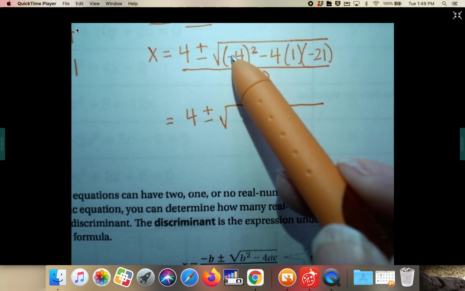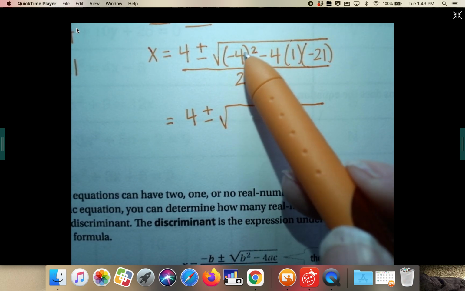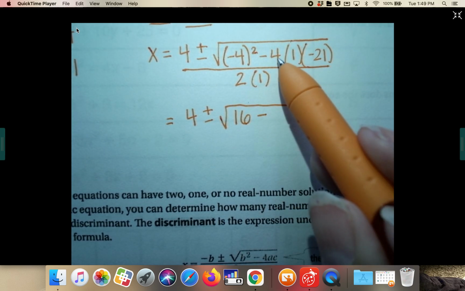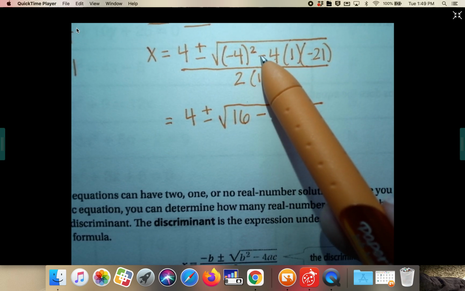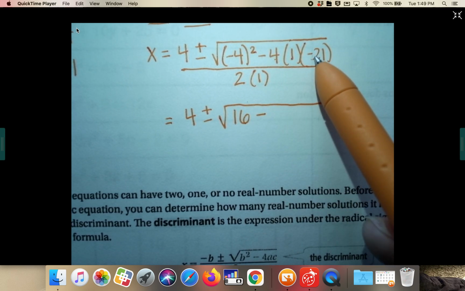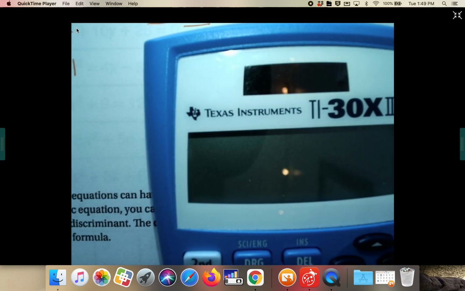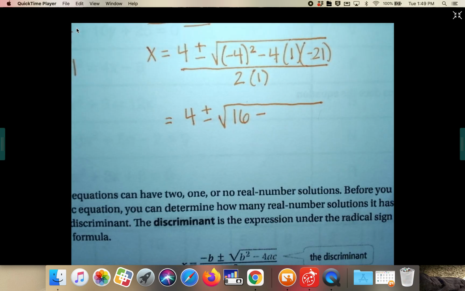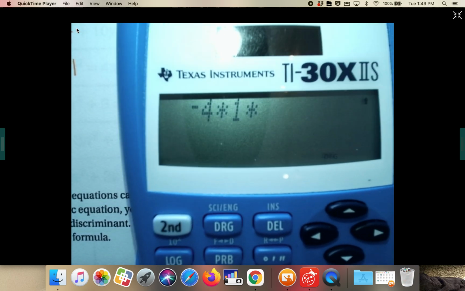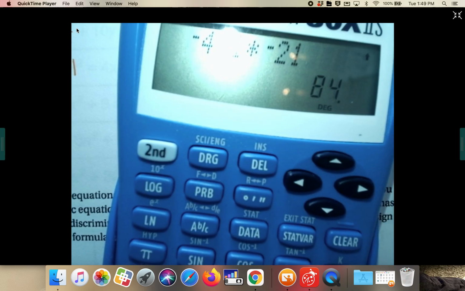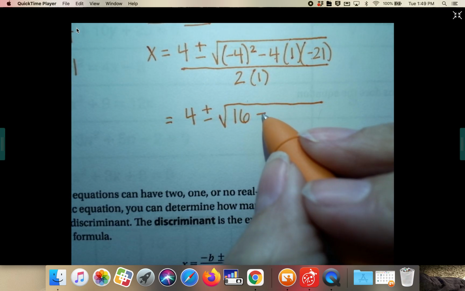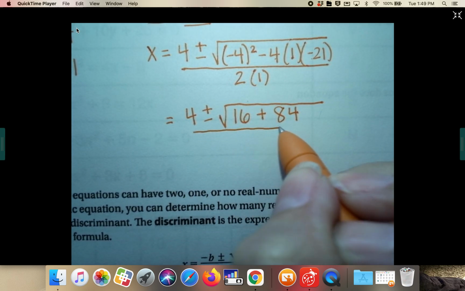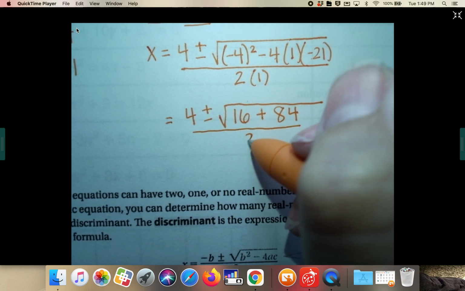-4 squared, what that means is -4 times -4. Negative times negative is +16. So that's going to be 16 minus, these can all get multiplied together. So that's technically -4 times 1 times -21. And I'm just going to go ahead and use my calculator. So -4 times 1 times -21 is +84. So instead of minus, we're going to actually put plus 84 all over 2a. 2 times a, 2 times 1 is 2.